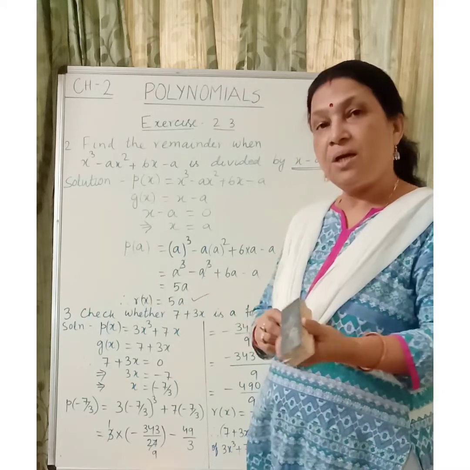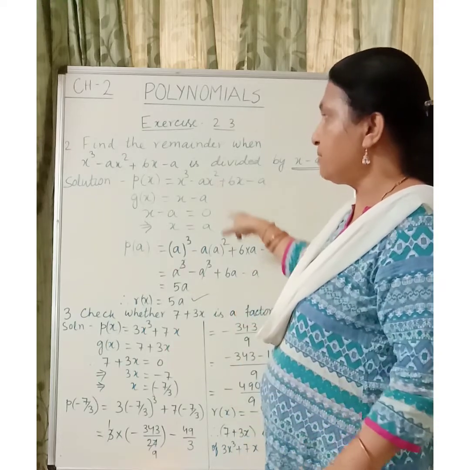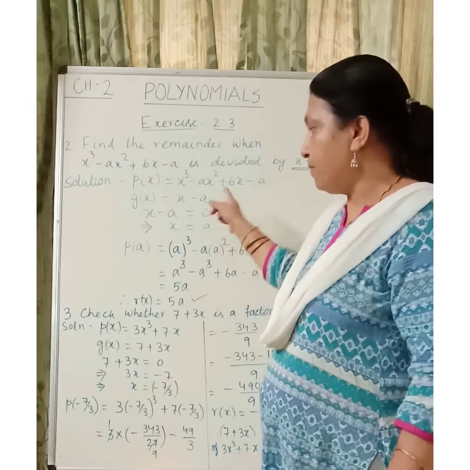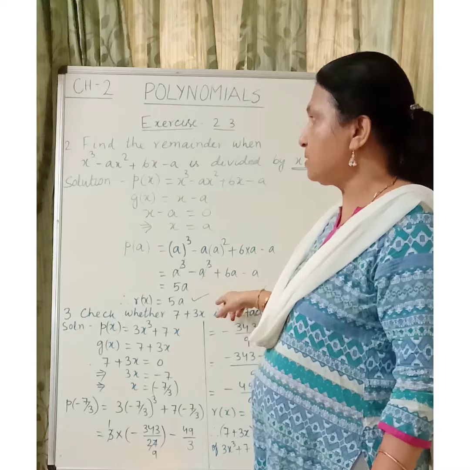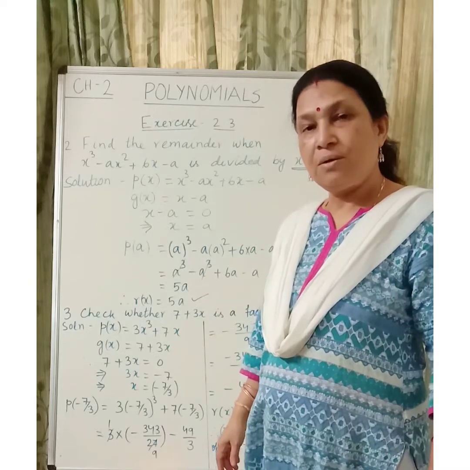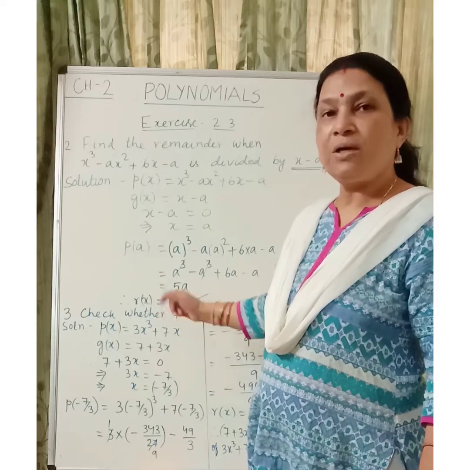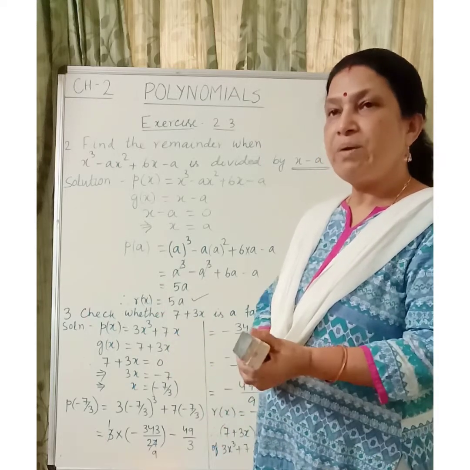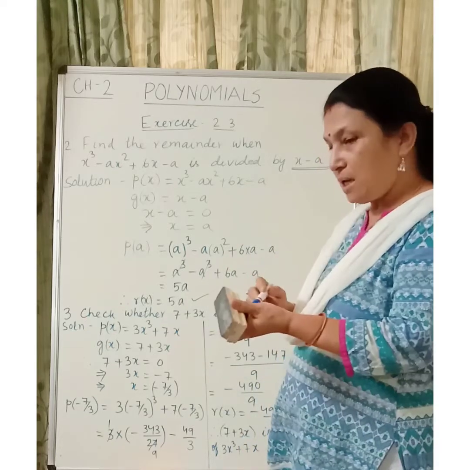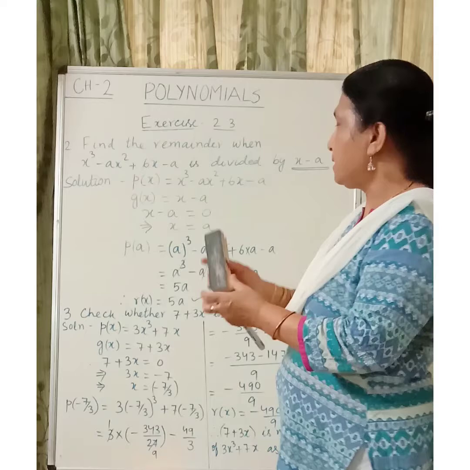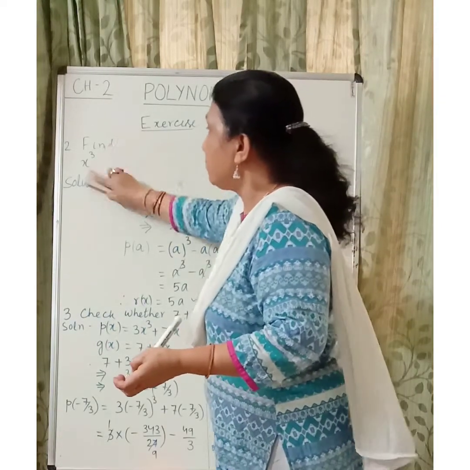Now question 3 is a little different. In all the questions we have solved so far, we were finding the remainder. Sometimes in some questions we find the remainder as 0, and in some questions we get a remainder which is not equal to 0. Do you remember, by taking a small example, when we say any number is a factor of another number?